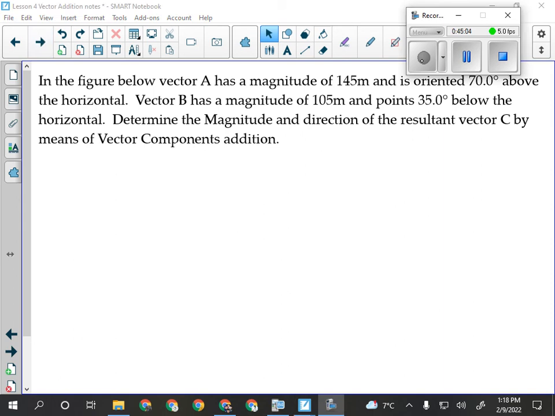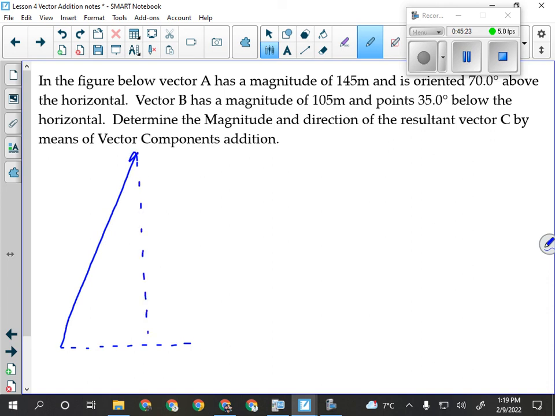Okay, so for our first vector, they're telling us that it is 70 degrees above the horizontal. So what I do is I draw a line that's horizontal. That's where it's measured from. And then I go 70 degrees above that. So I guess something like that. I drew that a little long. I'll make that 70 degrees. This will be 145 meters. This will be X, and that will be Y.